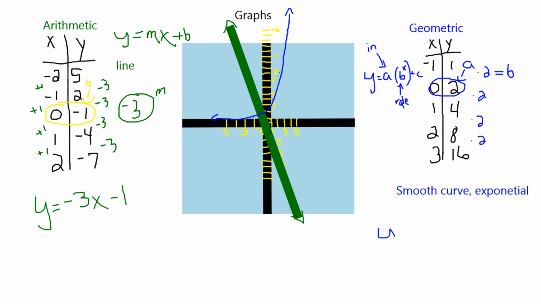So my equation is going to be y equals my initial value of 2, my rate of 2 to the x power, plus c. C is where the line is approaching. So if I look at this line, my line right here, it's approaching 0, but it never actually touches 0. So in this case, my c is 0. And that would be my equation for my geometric.